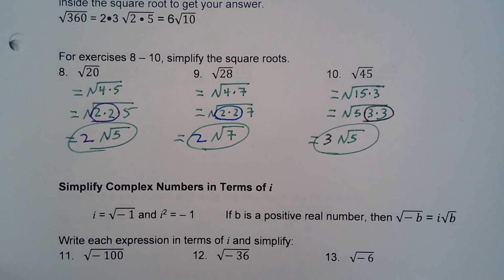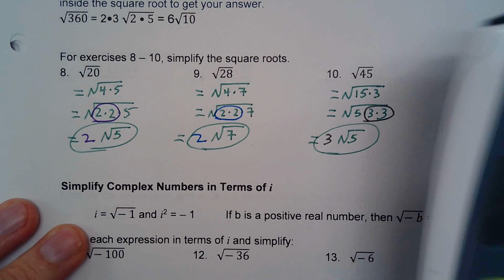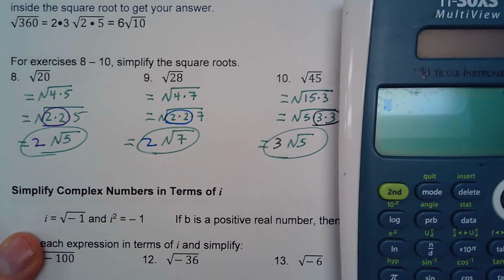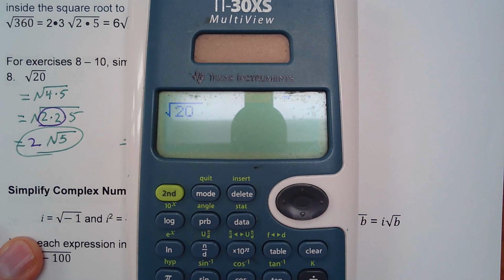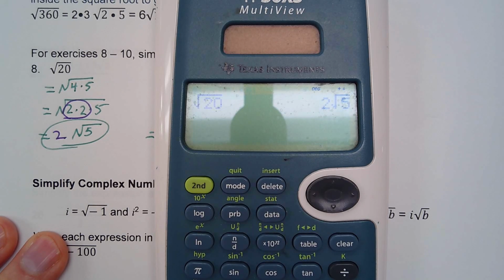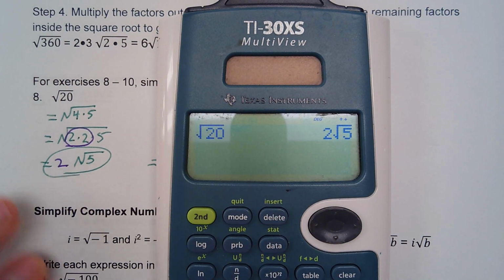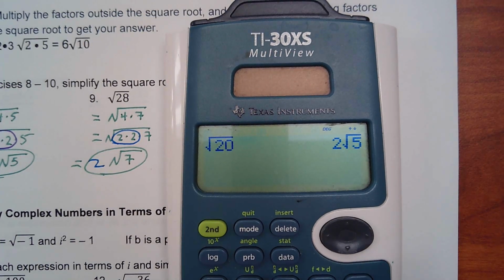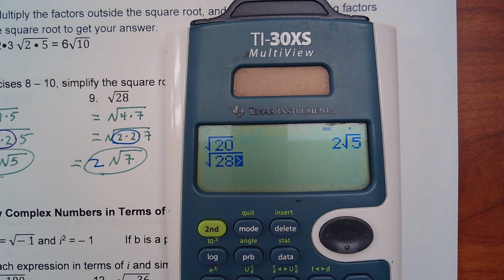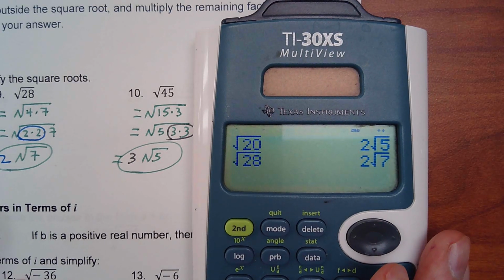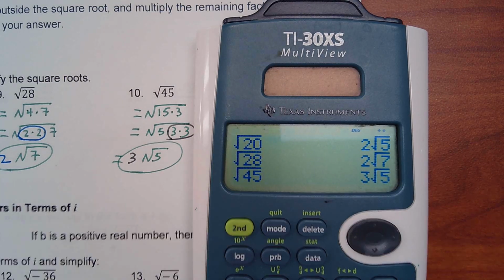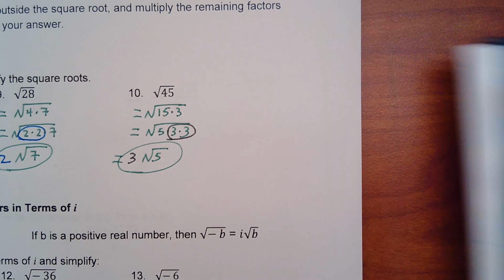Now, doing this on my TI-30. See if I can get this all in here. Get out the glare. If I do second square root of 20, hit enter, 2 square root of 5. Second square root of 28, 2 square root of 7. Second square root of 45, 3 square root of 5. Pretty easy.